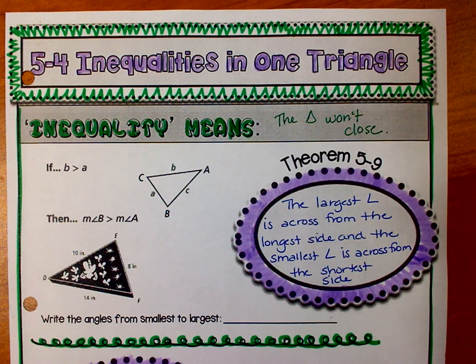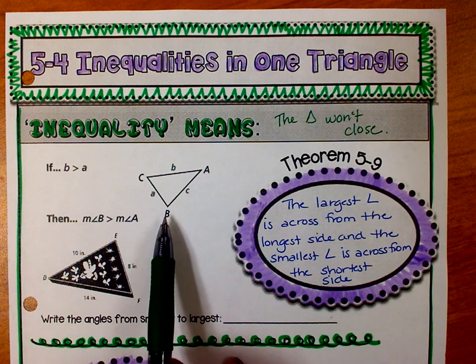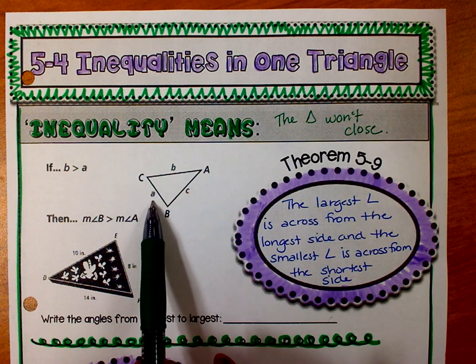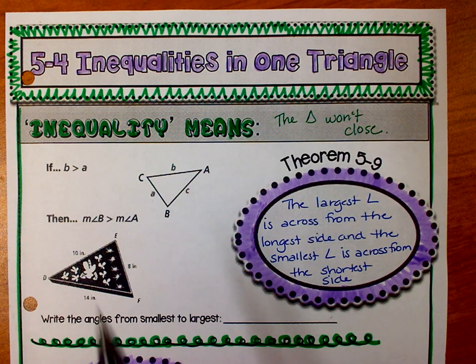Theorem 9 sets up the first property of triangles. It says the largest angle is across from the longest side, and the smallest angle is across from the shortest side. That means that if angle B is bigger than angle A, then side B is going to be longer than side A. In our first example, the sides of a triangular garden plot are given. Using the property from Theorem 5.9, write the angles from smallest to largest.